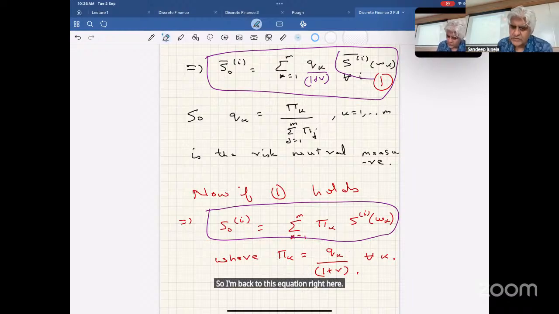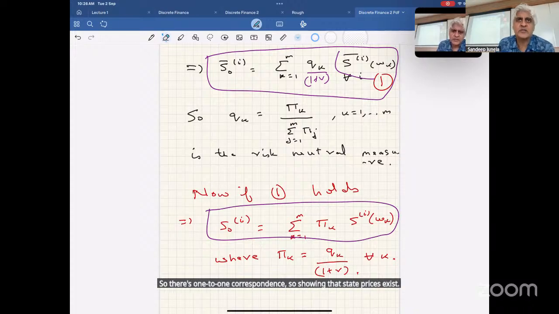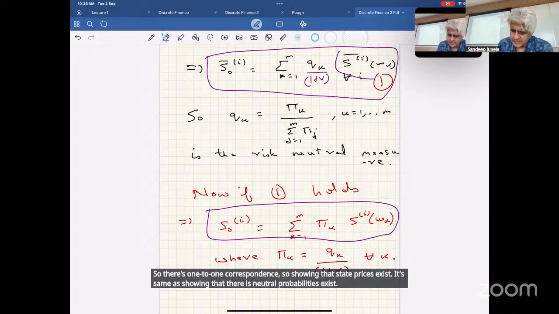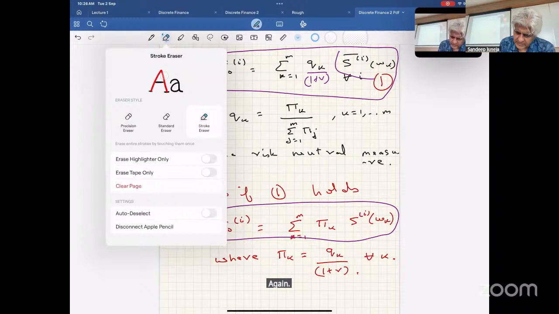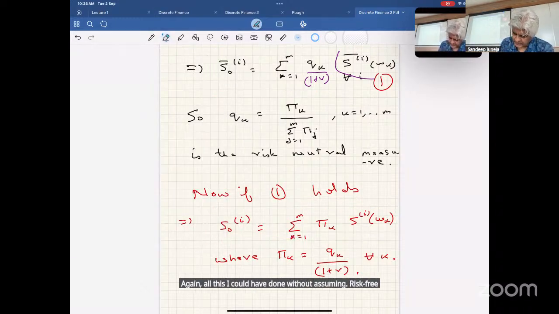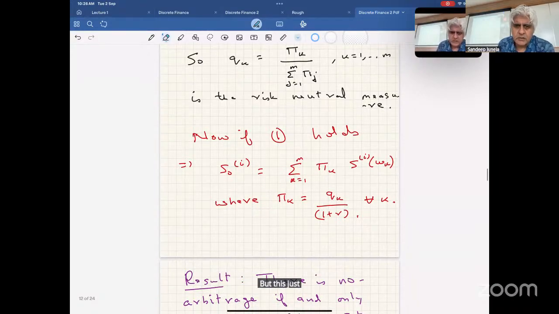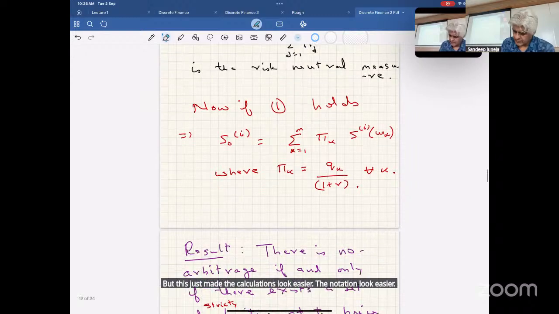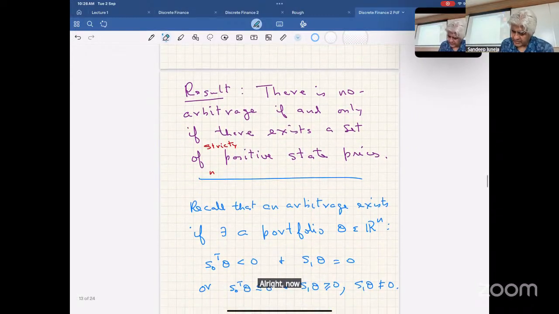So there's one-to-one correspondence. Showing that state prices exist is the same as showing that the risk neutral probabilities exist. Again, all this I could have done without assuming a risk-free rate, but this just made the calculations and notation look easier. All right. Now we have our big result.